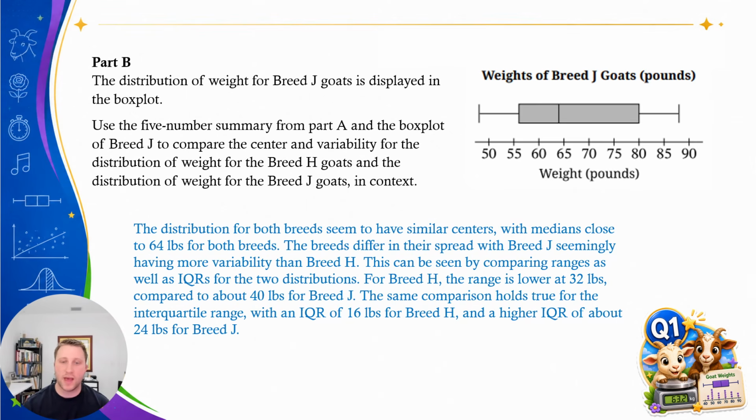Again, I'm reading that by reading the median from the middle of the box plot here in Part B of the question. Then it says the same comparison holds true for the interquartile range, with an IQR of about 16 pounds for breed H and a higher IQR of about 24 pounds for breed J.